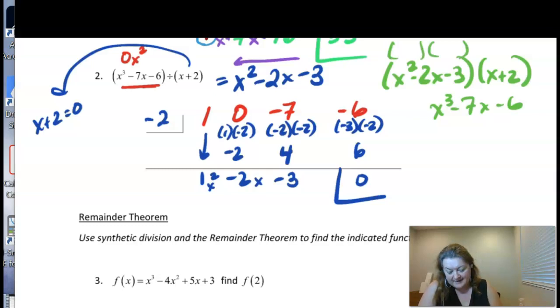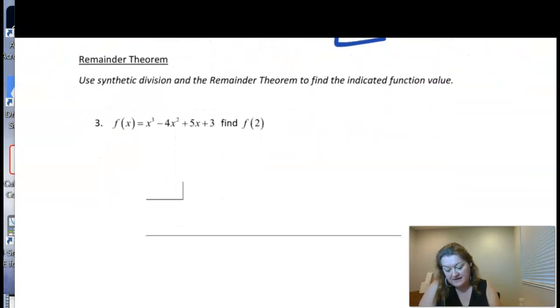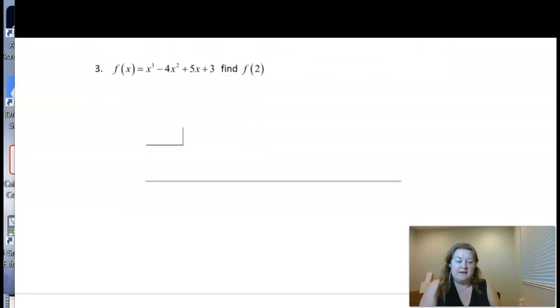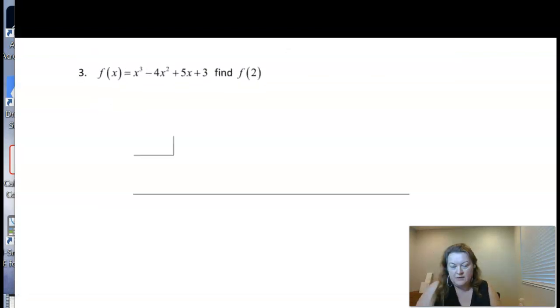Okay. All right, next we're going to go on to what is called the remainder theorem. So this is a rule about using those big R's at the end of our divide problems. Okay. So what we're going to do is we're going to set it up just like we're dividing. So I see that they're all in number order from highest power to lowest power. So I'm going to write out those coefficients. So I've got a 1, a -4, a +5, and a +3.